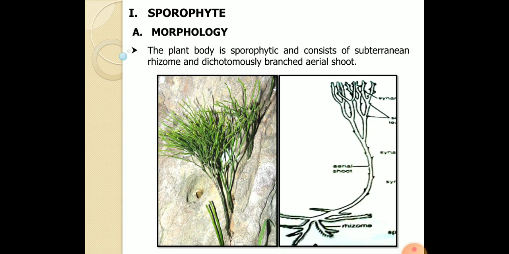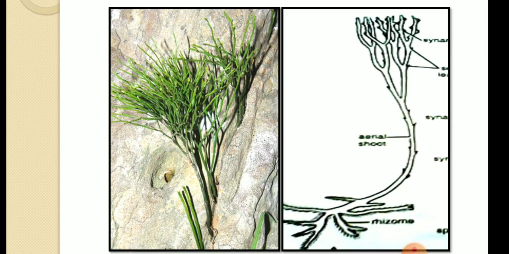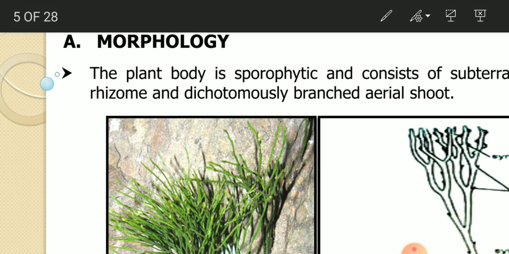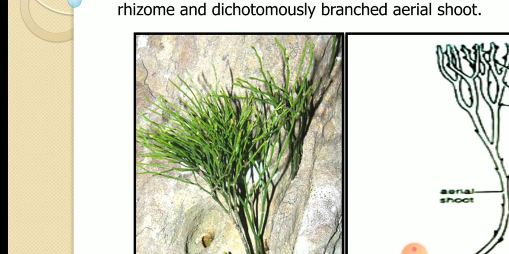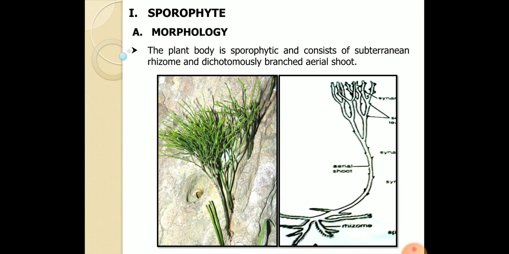Coming to the sporophyte, first the morphology. This is the green thalloid sporophyte. What you are looking at in the picture is the sporophytic structure. The plant body, the sporophyte, consists of a septate rhizome and dichotomously branching aerial shoots, as you can very easily recognize in the photo.